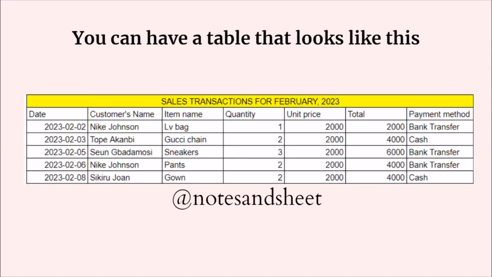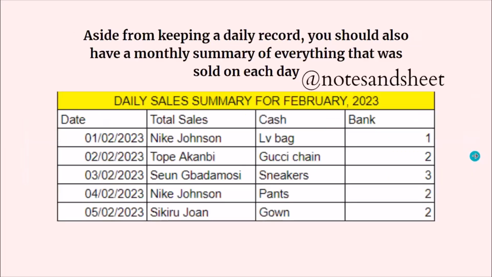So you can see the date, the customer name, the name of the item that was bought, the quantity that was bought, the unit price, and the total, then the payment method. If you are the kind of business owner that uses different banks, under the bank transfer, you can write the name of the bank so that you know the bank that the money is supposed to be in, right? So aside from keeping daily sales records, if you are doing manual bookkeeping, which I don't recommend by the way, I always encourage people to use an accounting software.